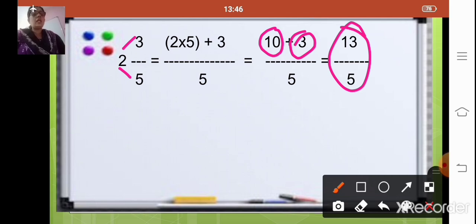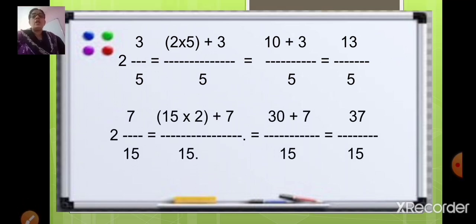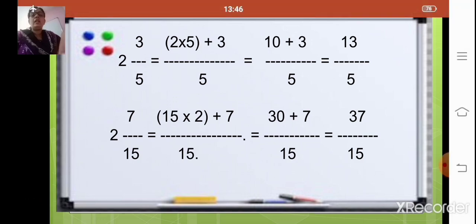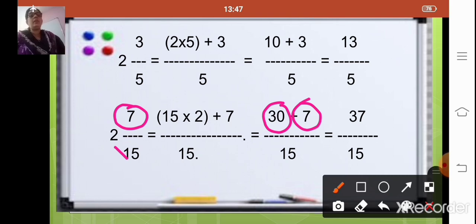Now coming to the second one. The second one is 2 7 upon 15. Same way, that is 15 into 2 plus 7. 15 2s is 30, plus 7 upon 15, the denominator. So 30 plus 7 is 37 upon 15.